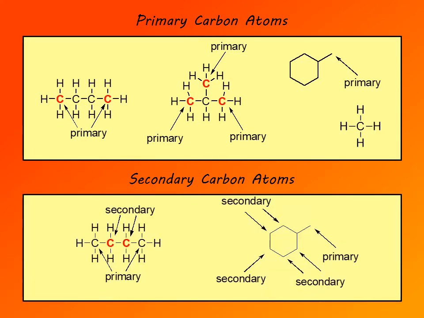A secondary carbon atom is bonded to 2 other carbon atoms. So in this structure of butane below, secondary carbon atoms are the 2 middle carbons, 2 carbons inside the chain. Each of the 2 carbons is bonded to 2 other carbons. And when we consider methylcyclohexane that we have just seen a minute ago, methylcyclohexane actually has 5 secondary carbons. 5 of the carbons indicated here by arrows are all secondary carbons.